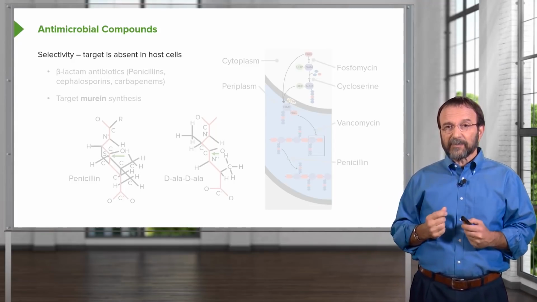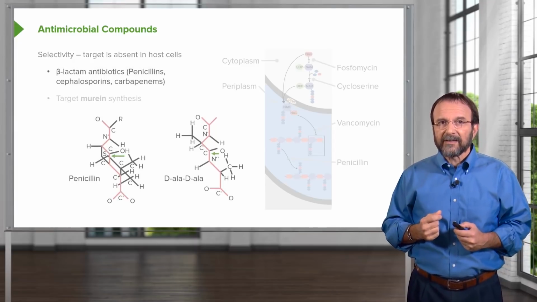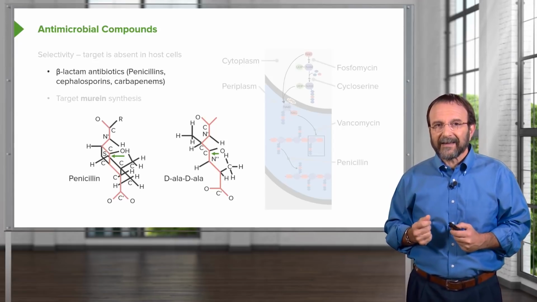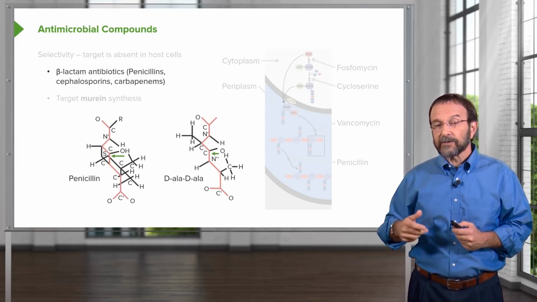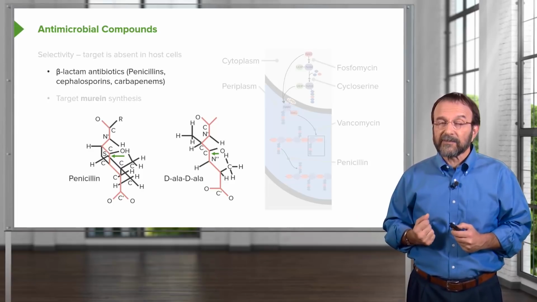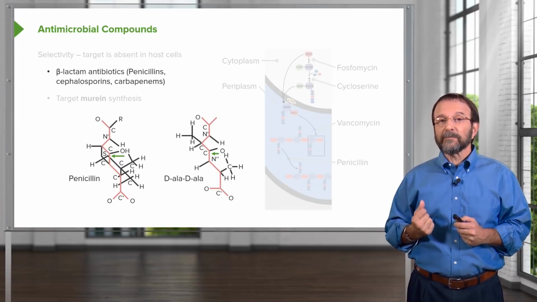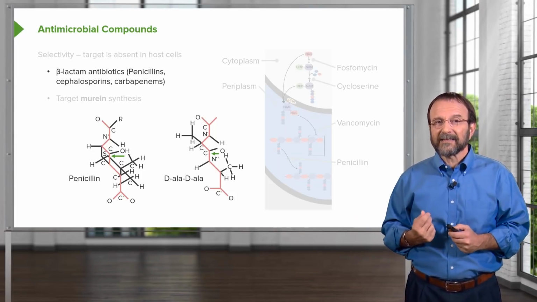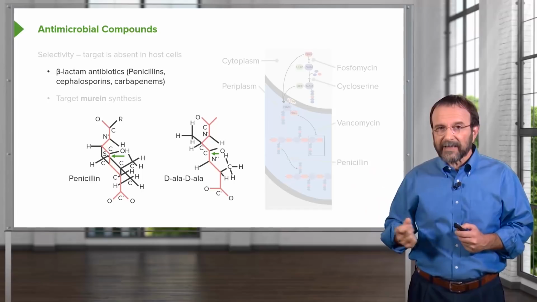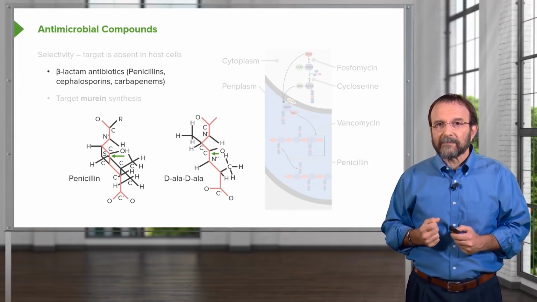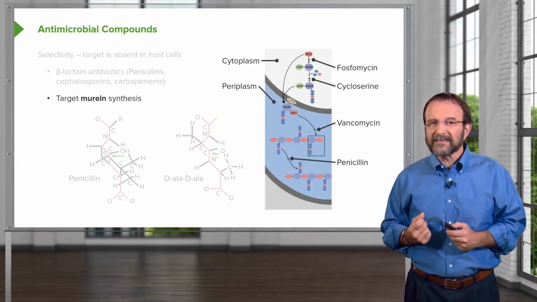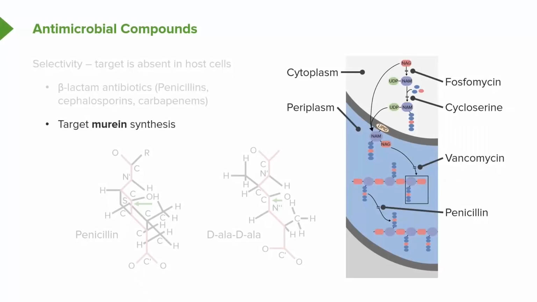I'll give you an example of such selectivity. There is a class of antibiotics called the beta-lactam antibiotics, and these include the penicillins, the cephalosporins, and the carbapenems. They're called beta-lactam antibiotics because they have a chemical ring in them called the beta-lactam ring. These antibiotics target the synthesis of murein. Now, do you remember from an earlier lecture what murein is?